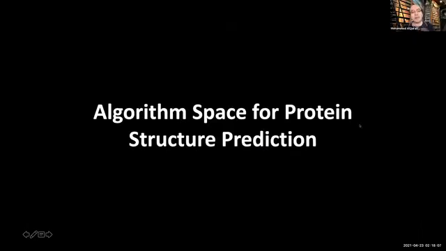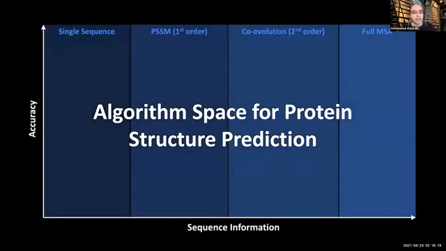So I'll start out, and maybe this is slightly redundant with some of the stuff that Jinbo talked about, but just to orient you a bit with the way I view how the algorithm space for protein structure prediction has evolved over the last 2 decades. There are obviously many ways one can conceive of this algorithm space, but I'm going to think about two main axes. One is how much information goes into a given algorithm, so how much sequence information, and the other is the accuracy of the method. How well does it work?